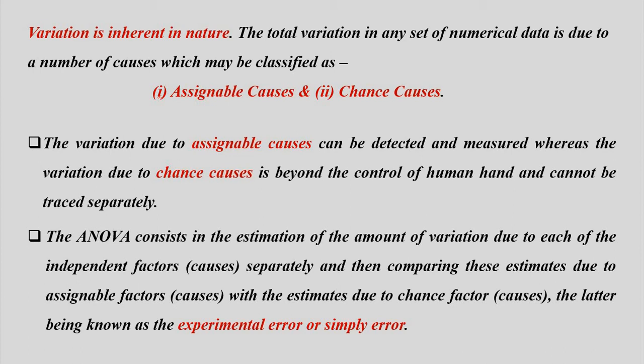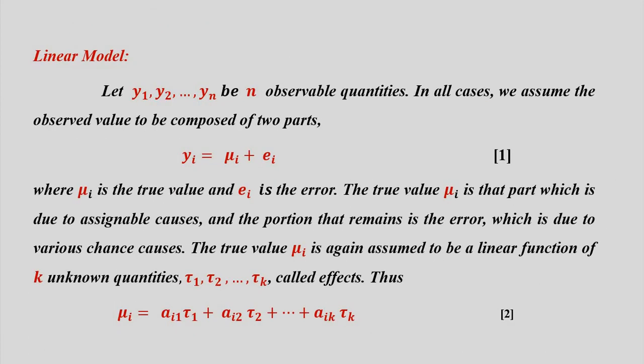The ANOVA consists in the estimation of the amount of variation due to each of the independent factors separately and then comparing these estimates due to assignable factors with the estimate due to chance factors, the latter being known as the experimental error or simply error.